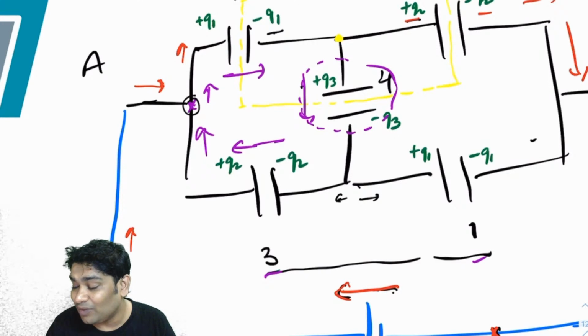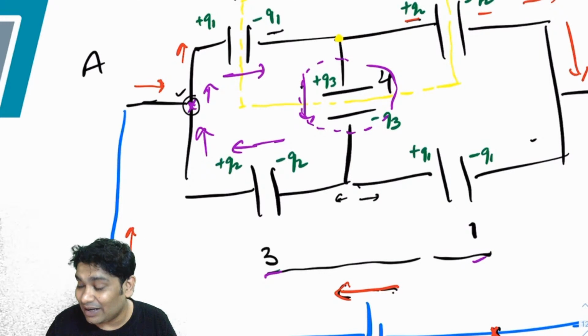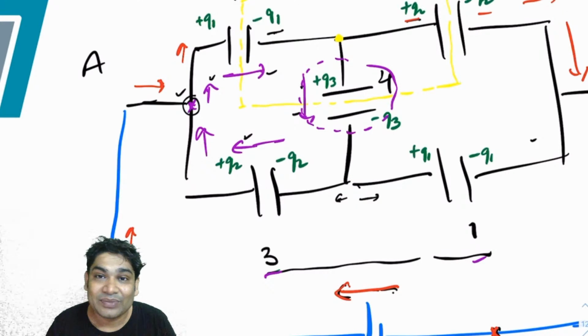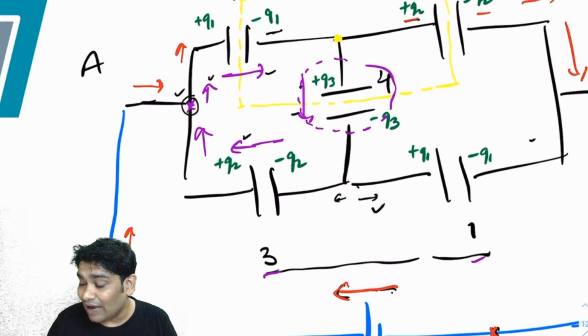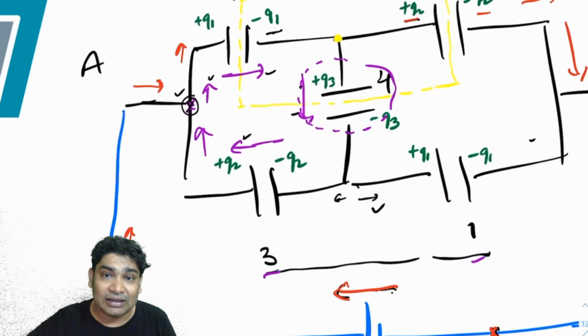So the smallest loop starting from this point and coming back is going like this, then this, then this, then this. This is the smallest loop. So this will give me the easiest equation. Okay, that was the logic. If I went here and I went here, I have to come back to this. You realize I am unnecessarily making my path lengthy.